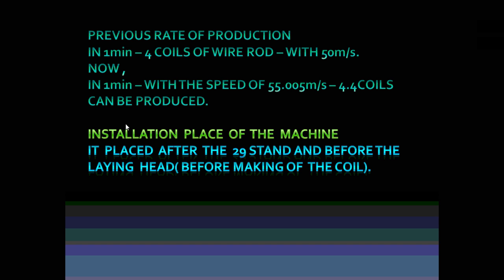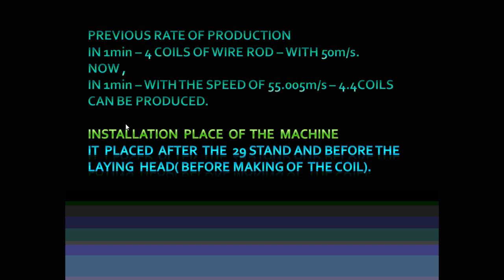Now how can we increase the production speed? Let's see. In 1 minute, 4 coils of wire rod are made at 50 meters per second. Now in 1 minute with the speed of 55.05 meters per second, 4.4 coils can be made. Hence the production can be increased. Likewise we improve the quality by replacing the manual labor.